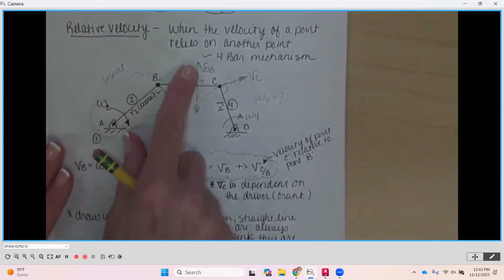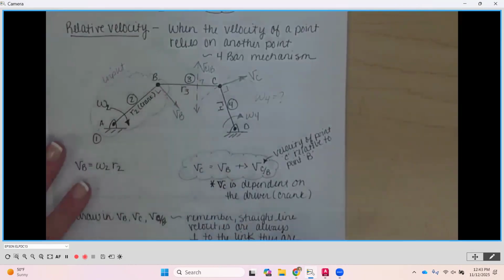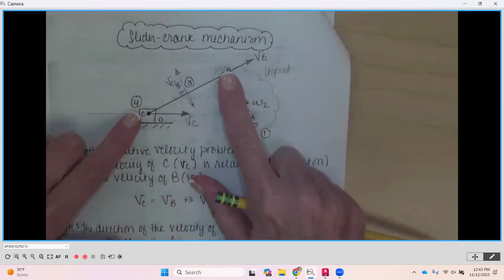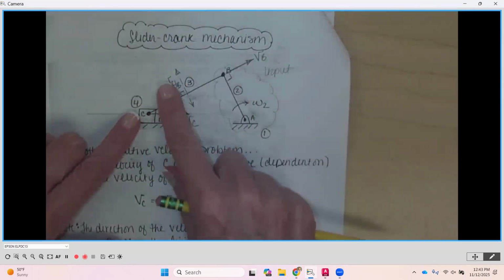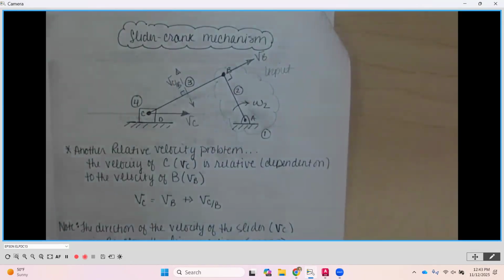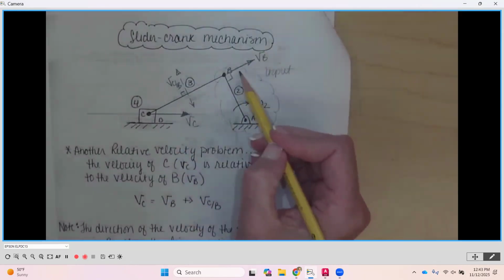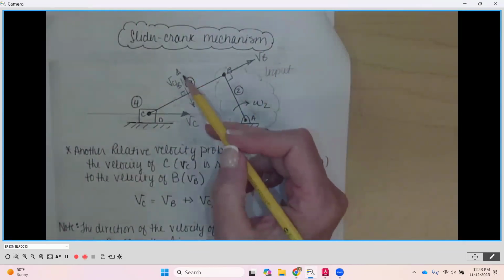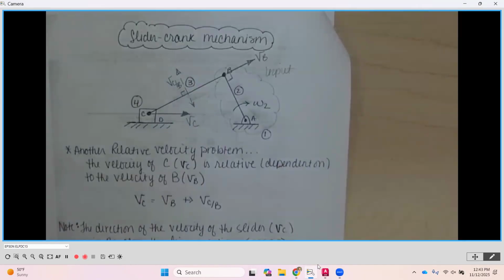So we saw it here perpendicular to link number 3, and we also saw it on the slider crank mechanism, also link number 3, connecting that B and C, perpendicular to. I always like to say, if you're ever unsure of a direction for a straight line velocity, it's always going to be perpendicular to something, okay? Velocity of B is perpendicular. Velocity of C relative to B is perpendicular. Okay.